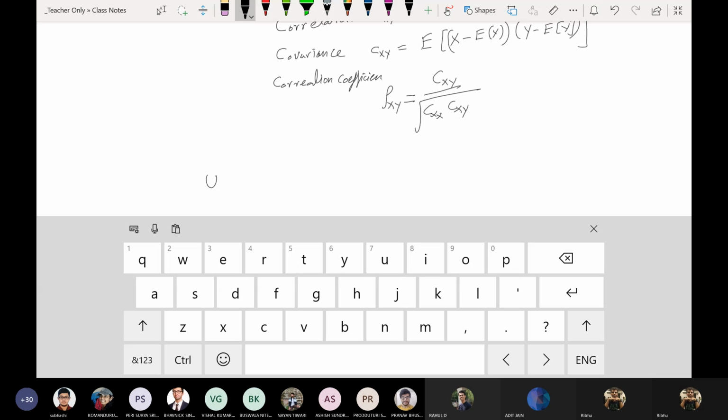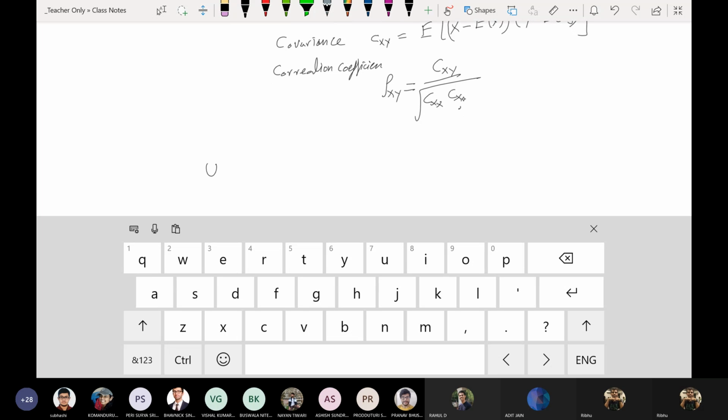The problem is that had it been upon me to name these quantities, I would have happily thought of something else. But these are so assuming that you are CBSE. Shouldn't that be Cyy? Cyy, yes. Thank you.